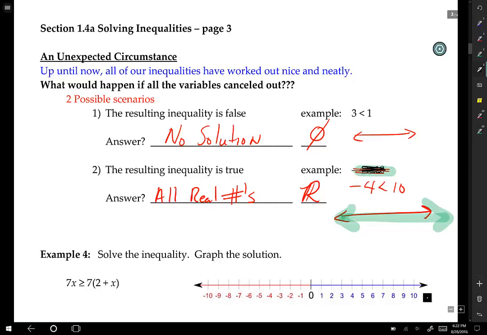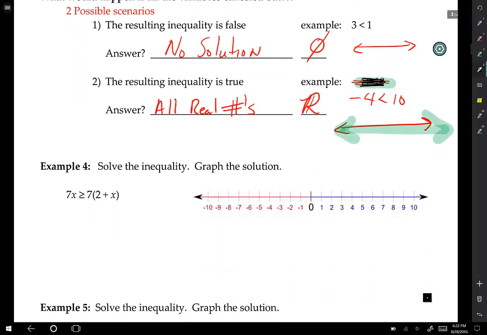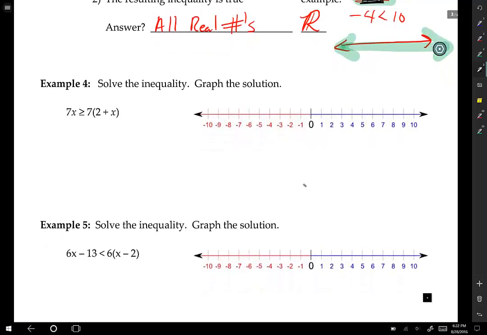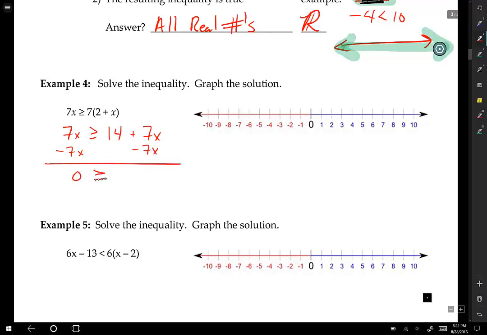So we need to make sure we cross that out completely and look at it, consider an inequality that would be a true statement. All right, let's look at example 4 then and see if one of these 2 situations come up. Our first one, we're going to distribute the 7. That gets us 14 plus 7x. I hope you see you subtract 7x from both sides. You end up getting 0 is greater than or equal to 14. True or false? That is a false statement.